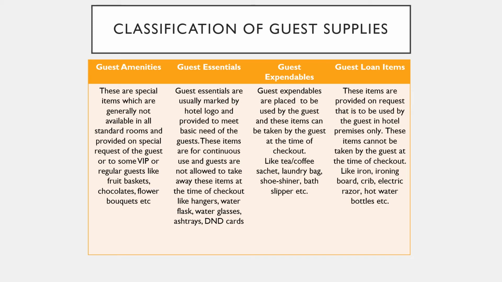Classification of guest supplies. Guest amenities. These are special items which are generally not available in all standard rooms and provided on special request of the guest or to some VIP or regular guests, like fruit baskets, chocolates, flower bouquets, etc.